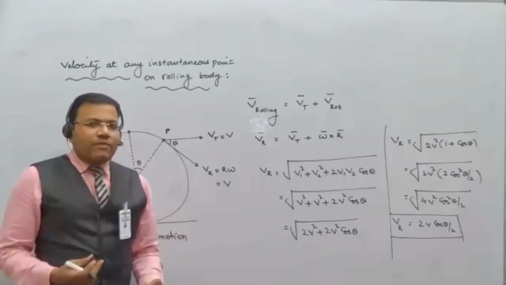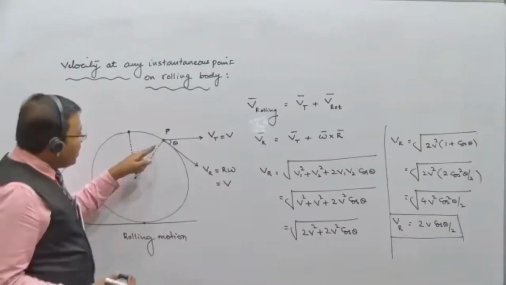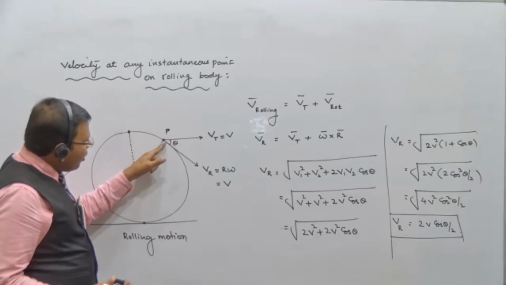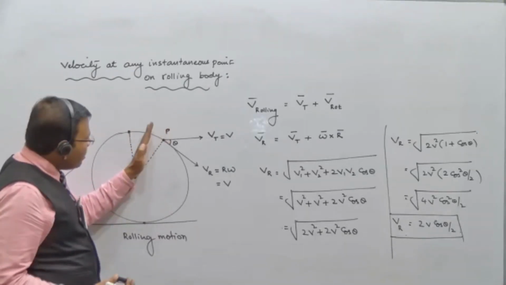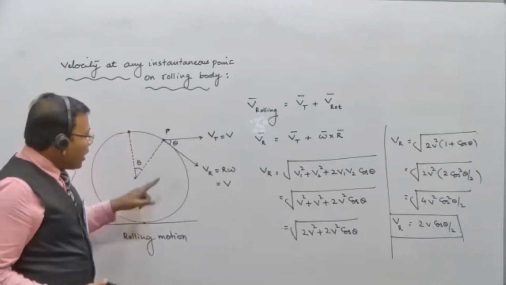Suppose I give you an example. If I take this point here, try to understand, if I take this point here, then how much angle is it turning? It has turned this much. That means how much is the angle now? 0. Try to understand.